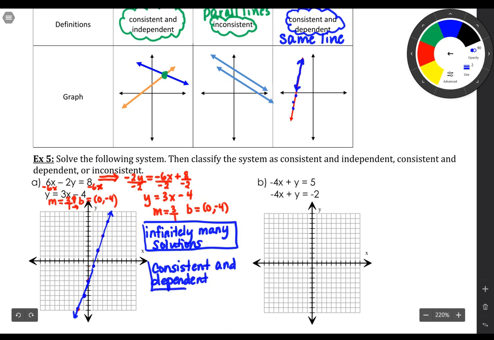At this stage in Algebra 2, you should not be making mistakes on graphing and losing negatives and so on. It's just really not allowed.